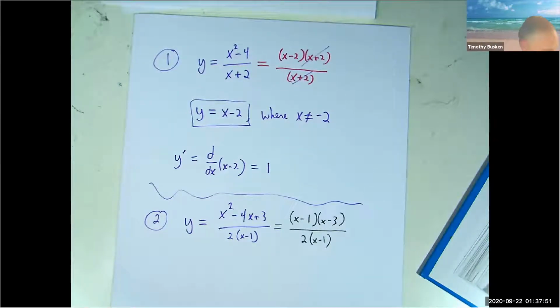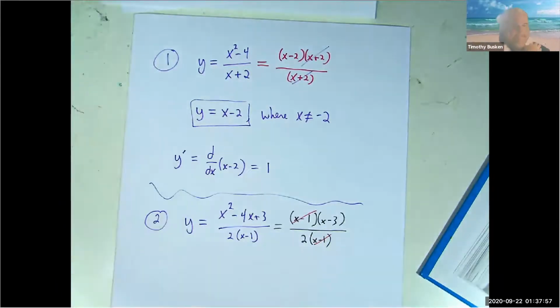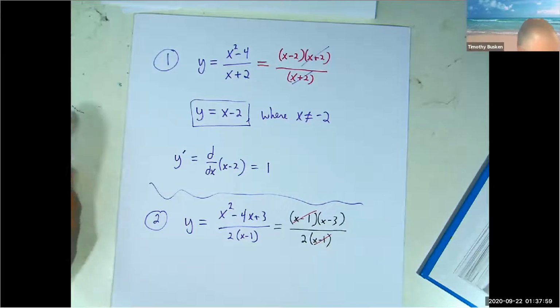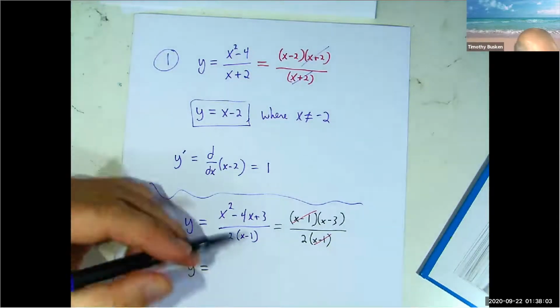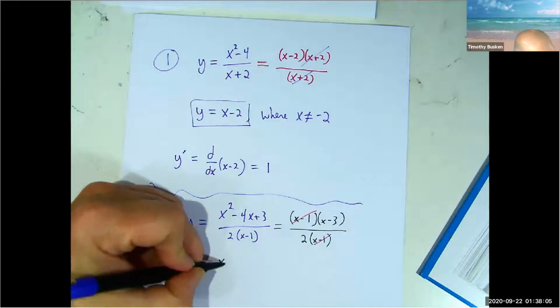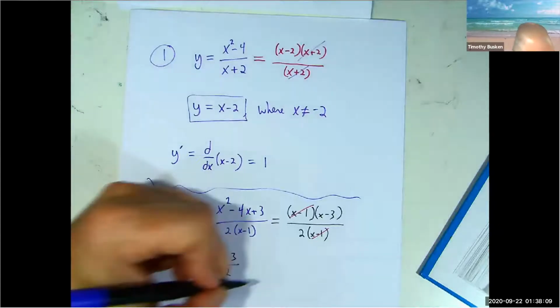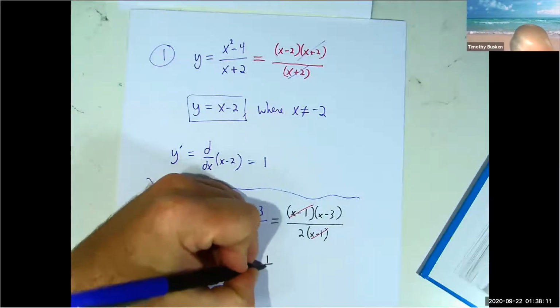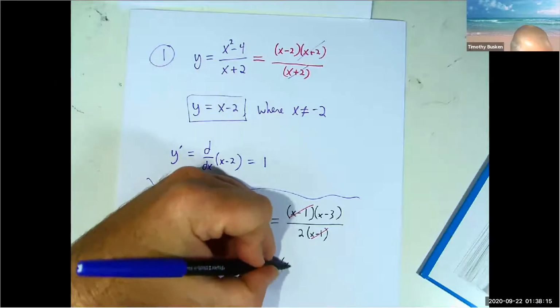So I believe that factorization does work. And then look what happens, right? We're going to divide out a factor of x minus 1. And so then the simplified form of the definition of the function is (x minus 3) over 2, or you might get some use out of writing it like this: 1/2 times (x minus 3).